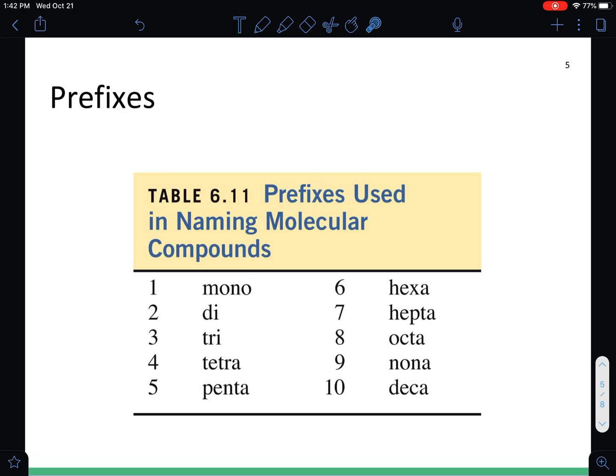All right, here's the list of prefixes, and you guys will need to memorize these for your tests and quizzes. Pay close attention to hexa and hepta. Many times students will mix those ones up. So come up with some rule to help you keep those ones straight especially.